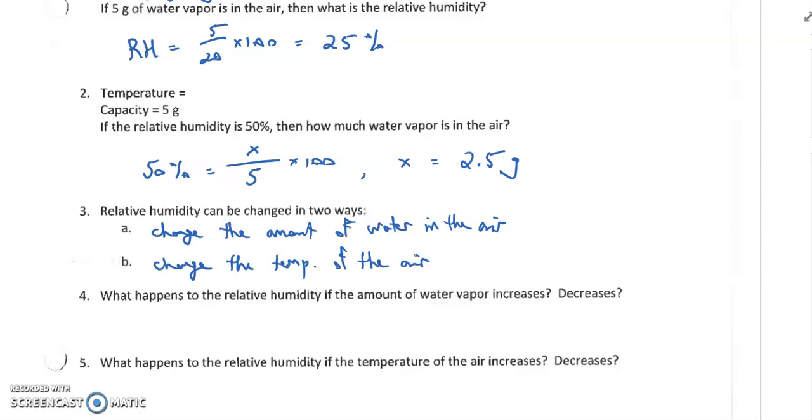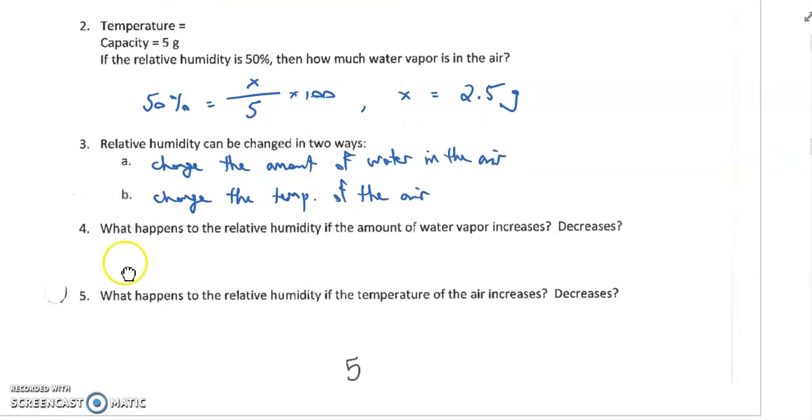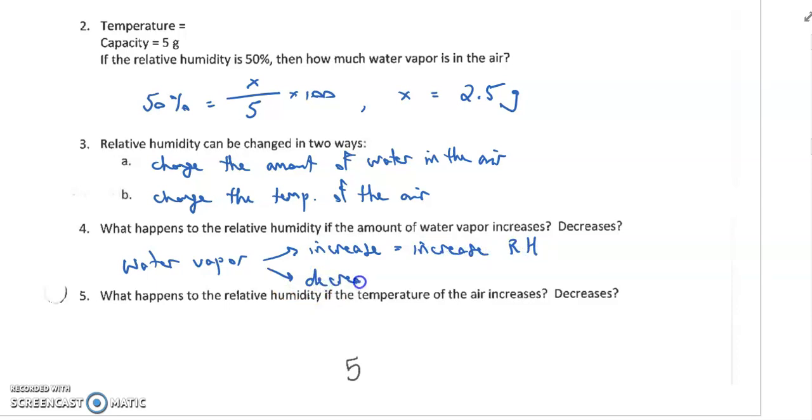It says, what happens to the relative humidity if the amount of water vapor increases? Well, if I change water vapor here, so this is the amount of water that's in the air, if I increase this number, that leads to more relative humidity. I'm increasing the numerator in my little fraction here. This would increase relative humidity. If I decrease the amount of water vapor, now my numerator is becoming smaller, so I'm decreasing the relative humidity. More water in the air is going to cause the relative humidity to go up. Less water in the air causes it to go down.